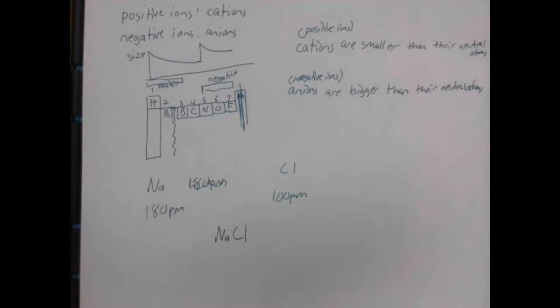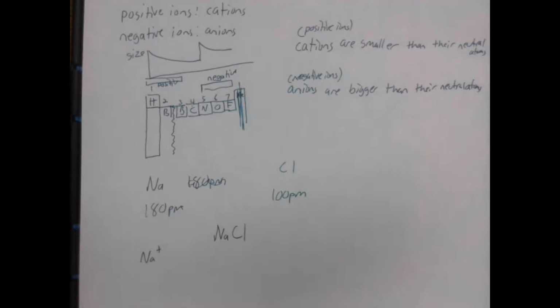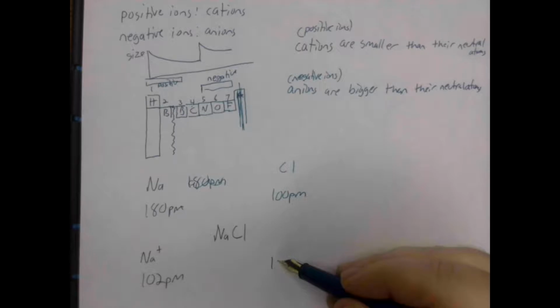So as an ion, sodium plus, this should be it. (0.102 nanometers), so divide by 10, or 1e negative 12. So as an ion, it becomes 102 picometers. And where's chlorine? This becomes 181 picometers, and that should be negative. So they're basically inverted.